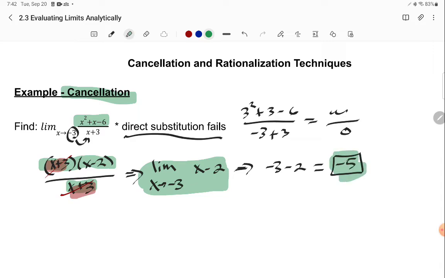If you were to graph this function, it would look like the function x minus 2. It would look like that function. It would just have a missing value at x equals negative 3. And let's go ahead and try one more.